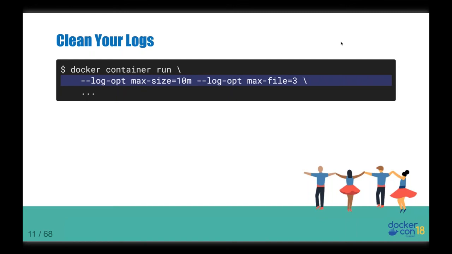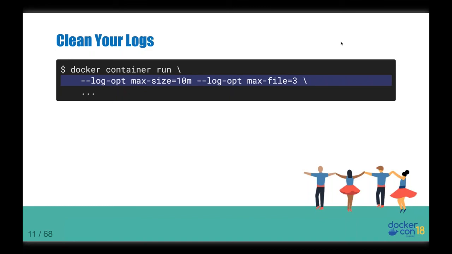The second it writes that fourth log file to create more logs, it's going to see that it's exceeded the max file. It's going to delete the first log file. And so you'll have, as a result, between 20 to 30 megs of logs per container when you have these options. And like I say, you can adjust this if you need to.